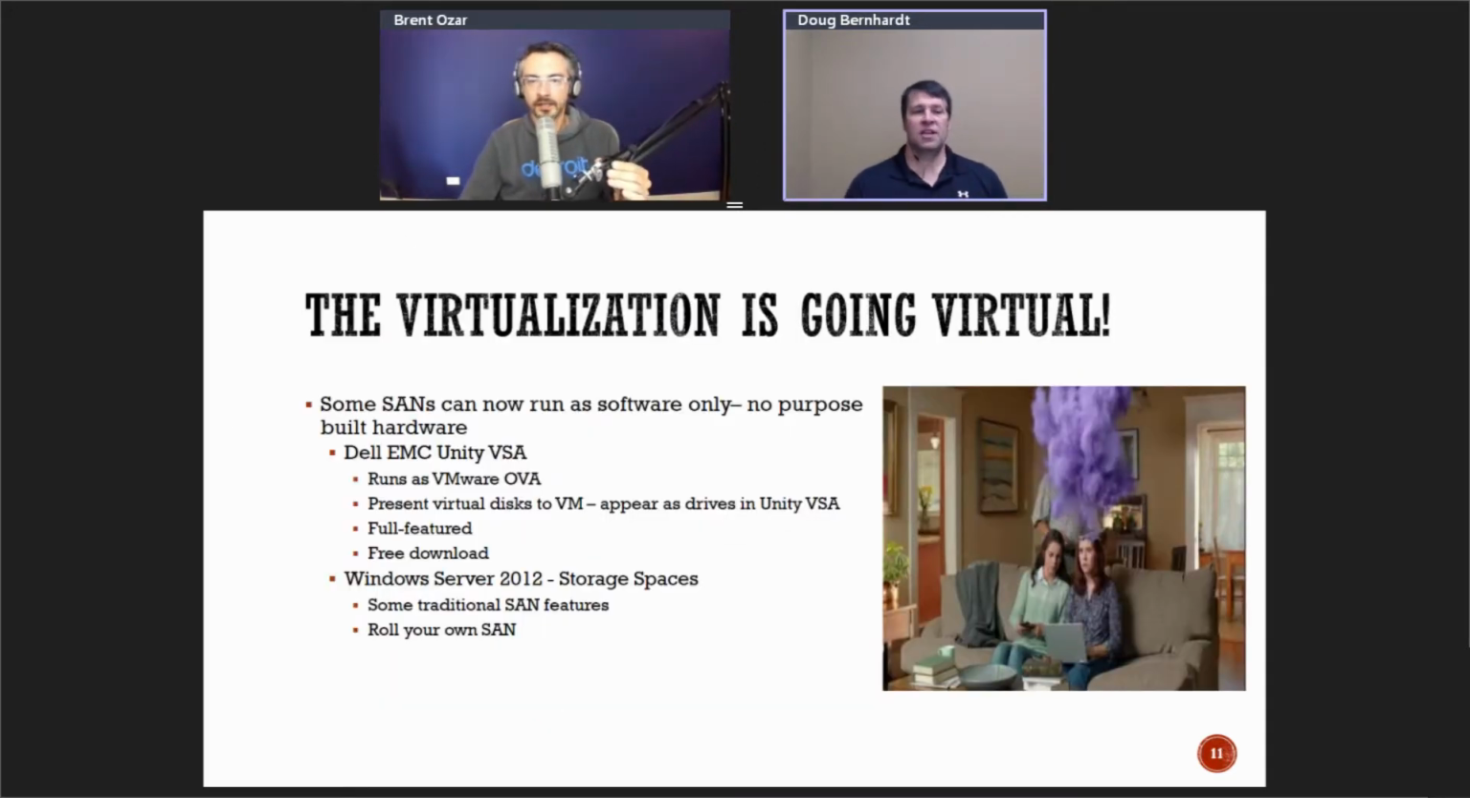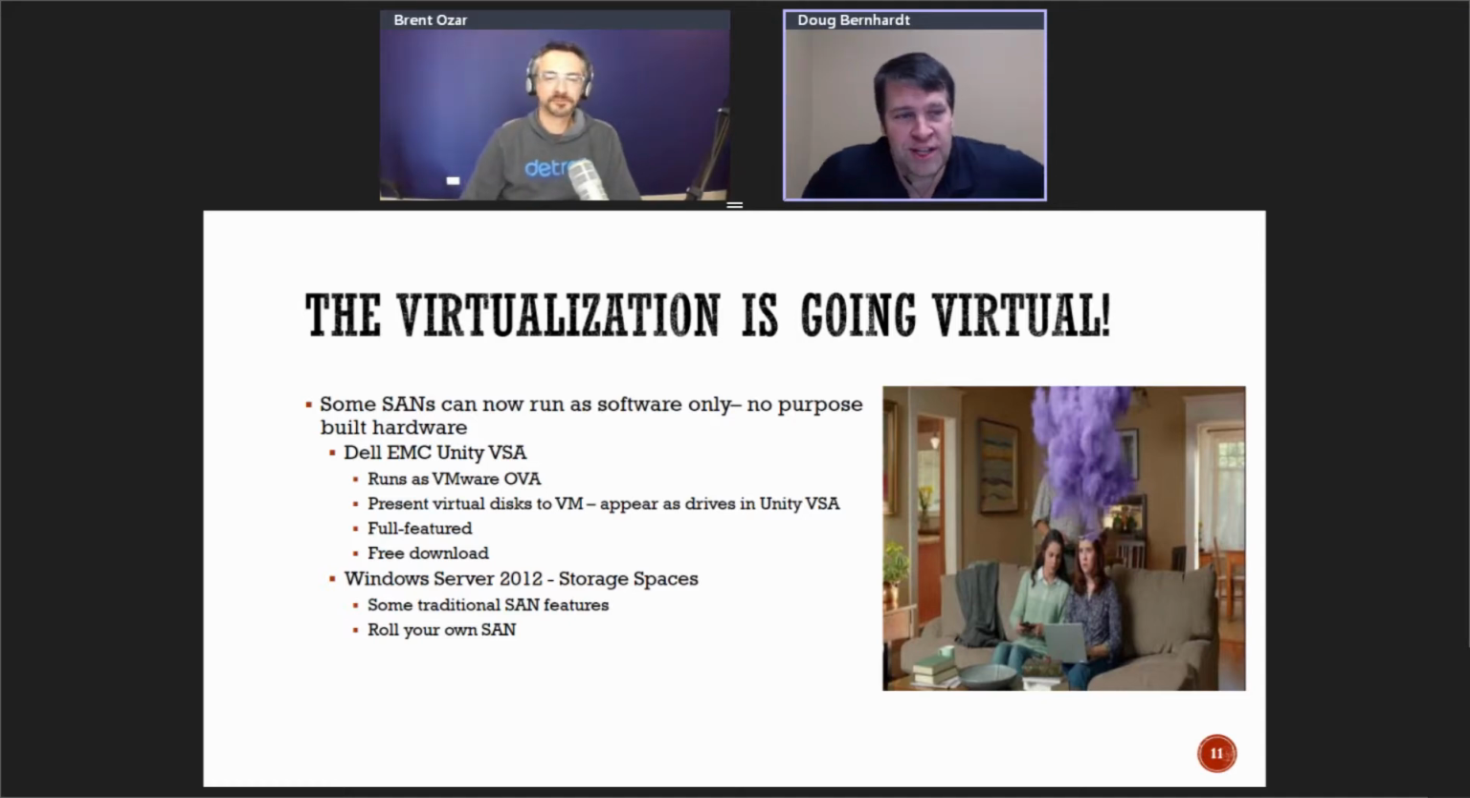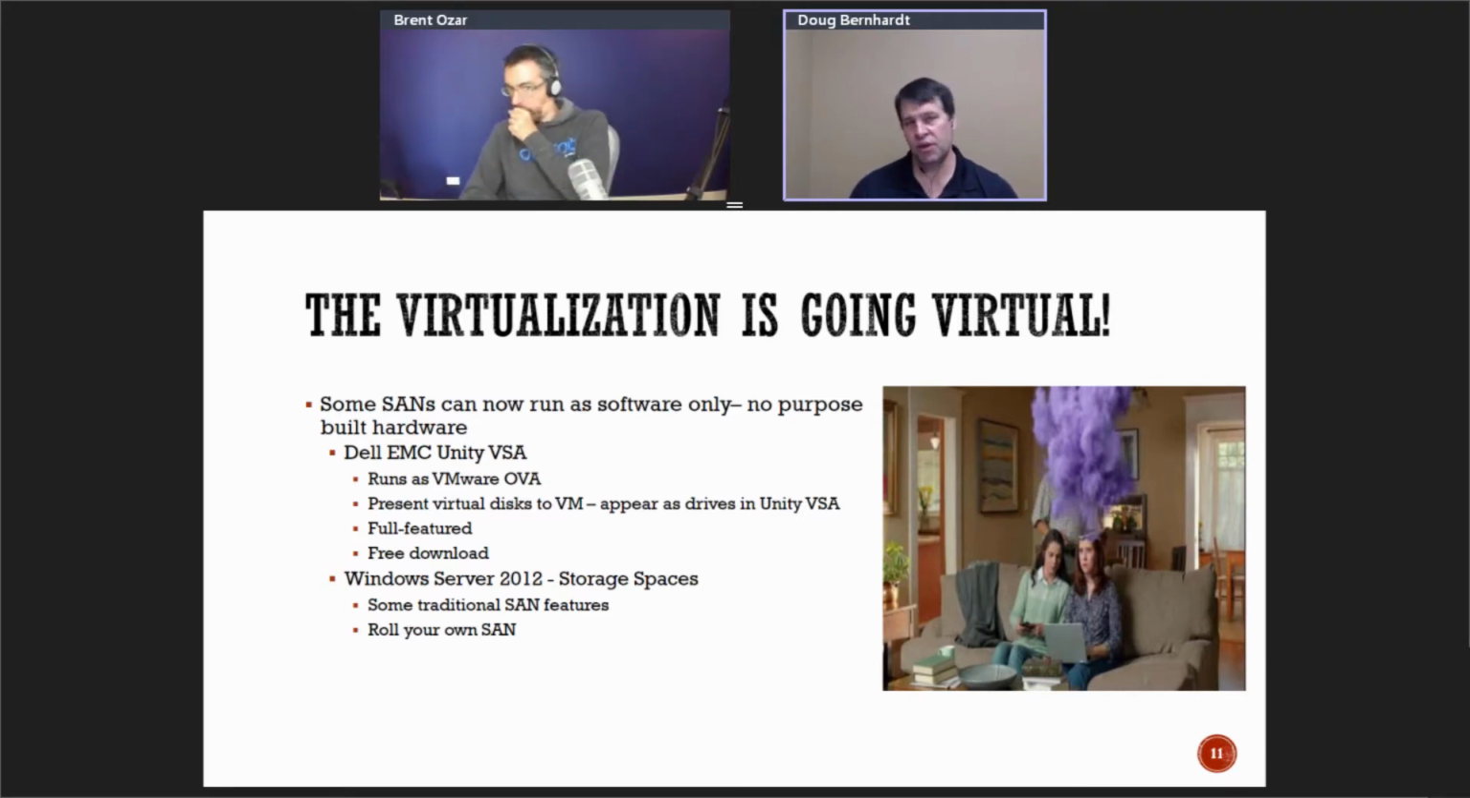Okay, so in addition to the virtualized disk we just saw, now the virtualized storage is going virtual as well. So things are really starting to get crazy now. Some of these SANs can run as software only, so there's no purpose-built hardware. One example of that is the Dell EMC Unity VSA. This is a virtual appliance that runs as a VMware OVA. You present virtual disks to the VM. You create virtual disks in VMware and present them to your VM. Those of you who are familiar with VMware will know exactly what I'm talking about here.